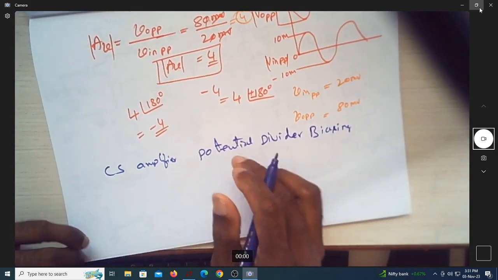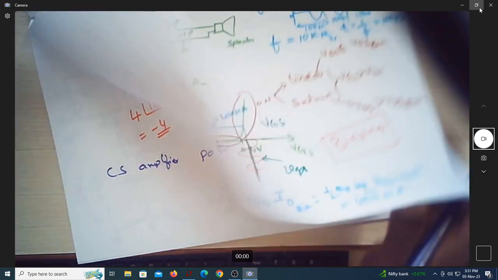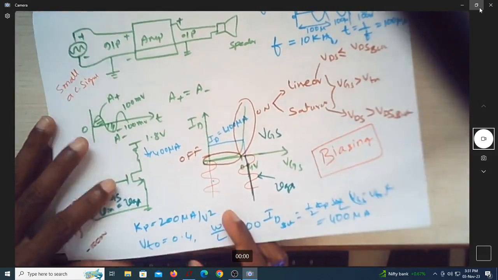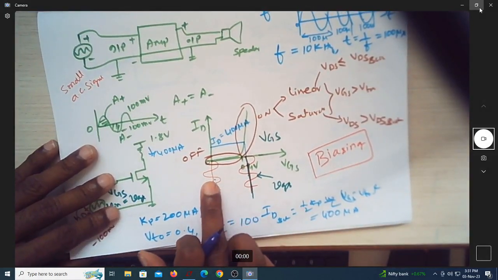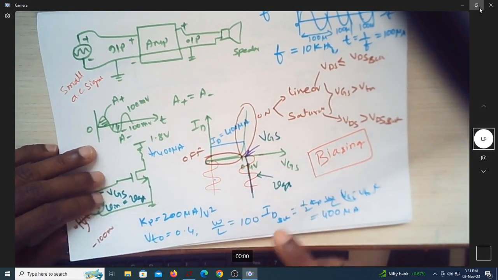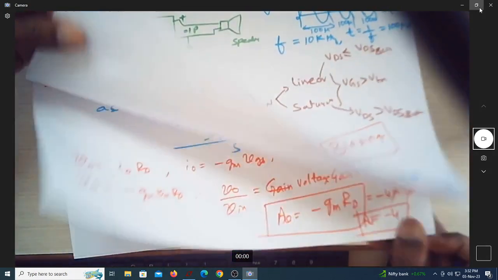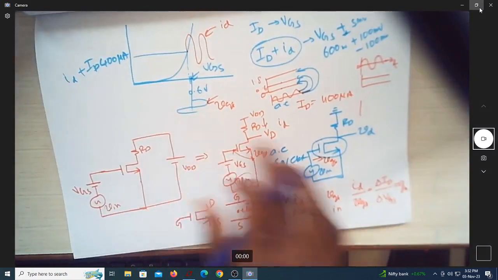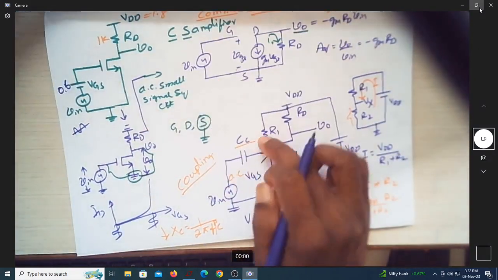So biasing that is required to move the input voltage. This is what we discussed in the previous video. So I want to move this to a VGS point which was 0.6, and it is done using this potential divider. So where is that? This potential divider.